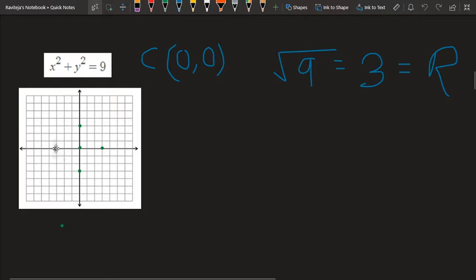So now that we have all the points on our graph, with each of these 4 points being 3 units, let's say, from the center point, all we have to do is just fill in our graph by drawing a circle, and there we go. That is what our circle looks like for this problem. So now that we've done this problem, let's move on to problem number 2.